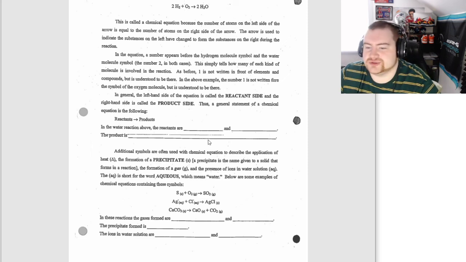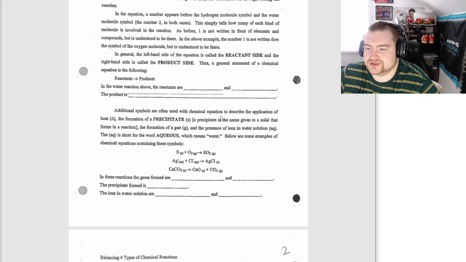Moving down forward, we're talking about states of matter. So additional symbols are often used with chemical equations to describe the application of heat, which is the delta symbol, and the formation of a precipitate, which is a solid. A precipitate is the name given to a solid that forms in the reaction. The formation of a gas is G, and the presence of ions in water solution is aqueous, which means water. So below are some examples containing that.